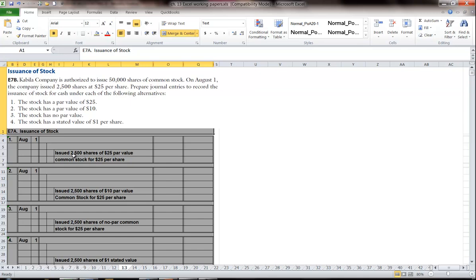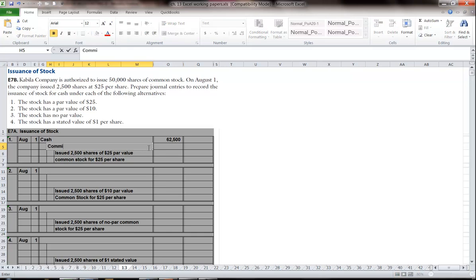So if we issued 2,500 shares of stock at $25 per share, that's the amount of cash that we're going to receive. So we're going to receive cash when we sell the shares of stock, and we're going to receive 2,500 shares times $25, which is $62,500. Then our credit when we sell common stock is going to be to common stock.